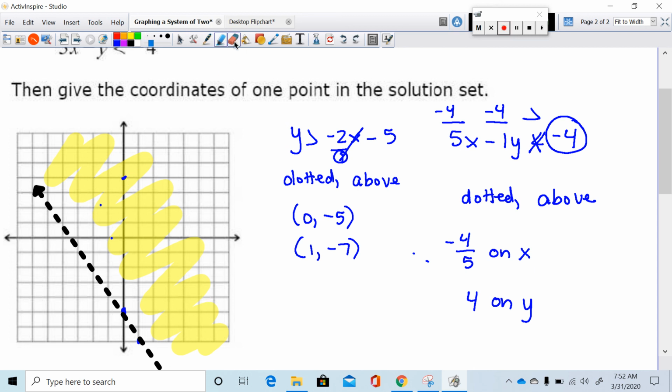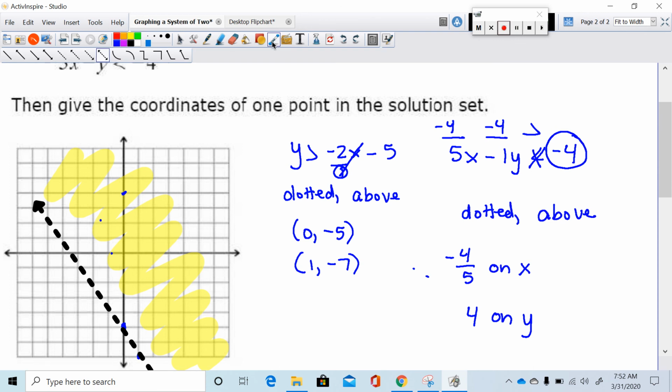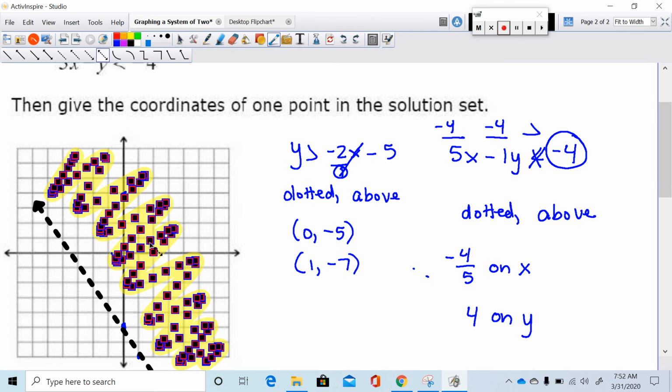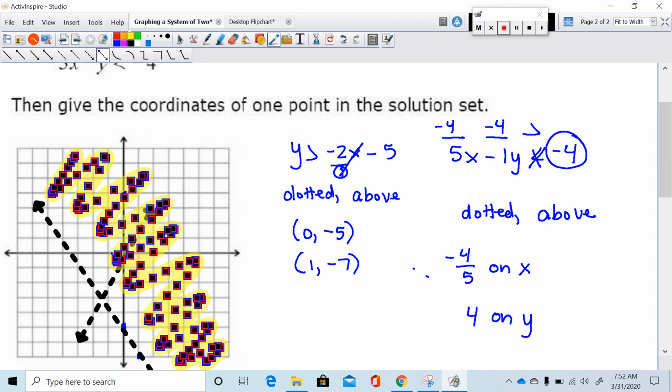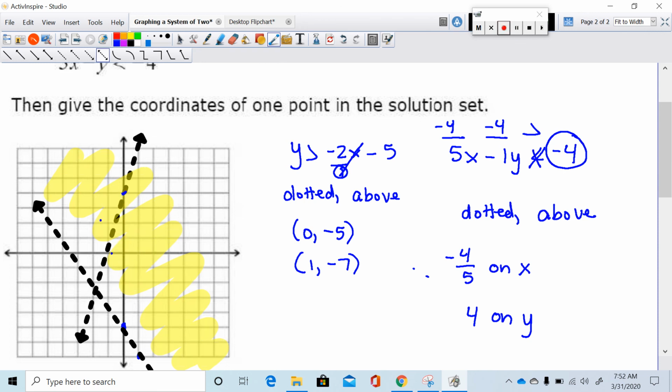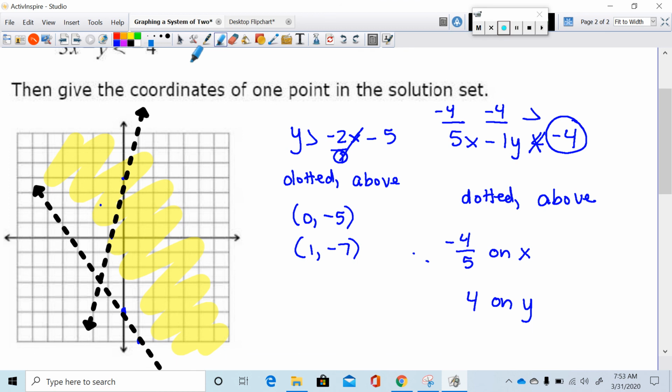So I'm going to do a dotted line. Had an extra little point there that came from somewhere. I'm not real sure where that came from. Okay. And then I'm going to color above, or on top of, that line.